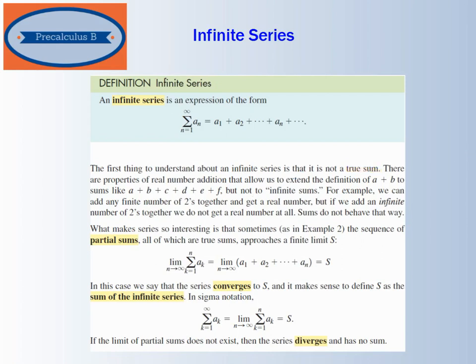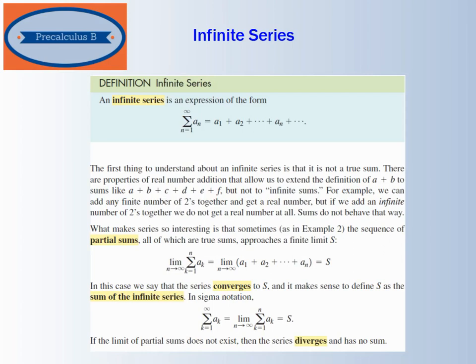There are properties of real number addition that allow us to extend the definition of a plus b to sums like a plus b plus c plus d, e, f, but not to infinite sums. This goes on and on to infinity. There's an infinite number of terms. So we can add any finite number of terms together and get a real number. But if we add an infinite number, we do not get a real number at all. Sums do not behave that way.